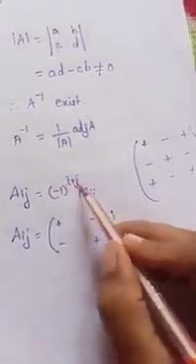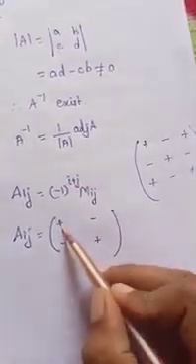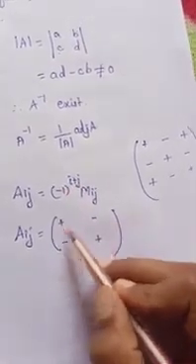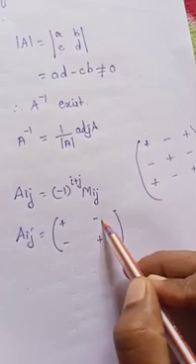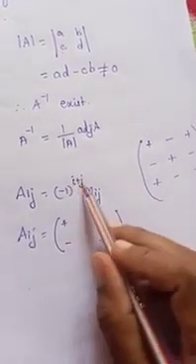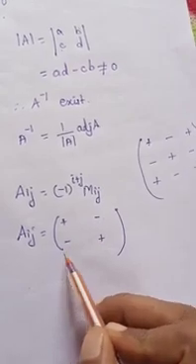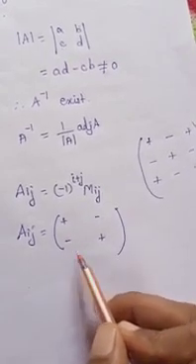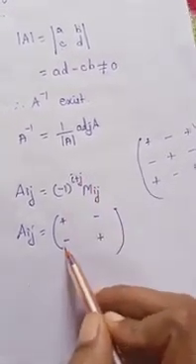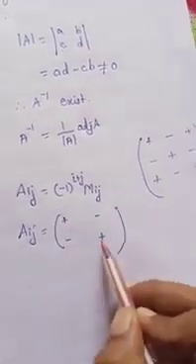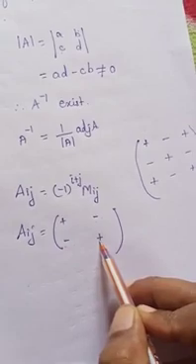Why? i plus j. The position of this is A11. 1 plus 1 is 2, an even number, so positive. This position may be 1, 2. So 1 plus 2 is 3, negative. This position will be A21. 2 plus 1 is 3, odd, so it is negative. This is 2, 2. 2 plus 2 is 4, so we get it as positive.